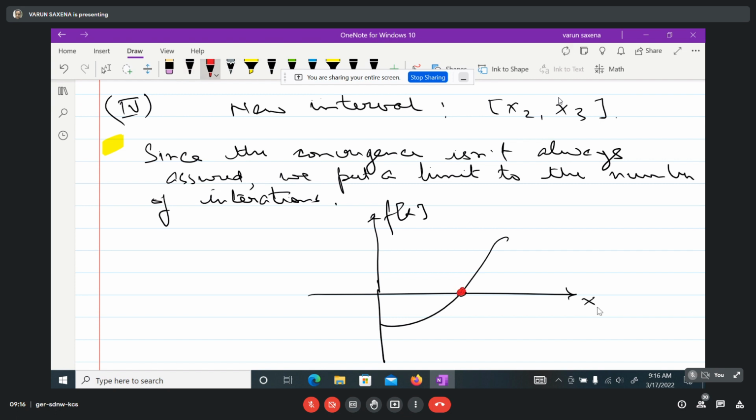You want to find this root, right? This is your solution. But suppose you took x1 here and x2 here, and then your x3 came out to be something here. So then x2, x3, then you come here, here, here, and you're marching away. Then you never come to this point. You're going away from this point. Then you have to stop your code after some point, because you are not converging to the solution.